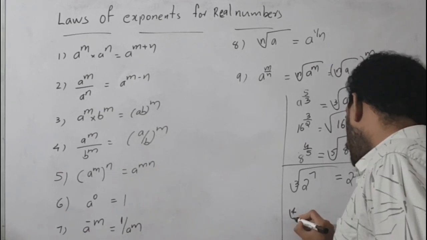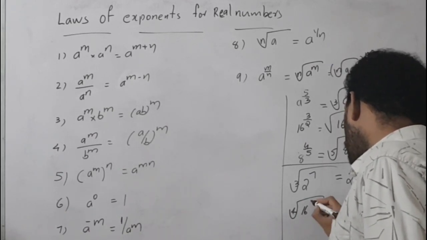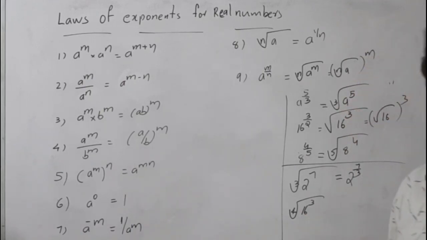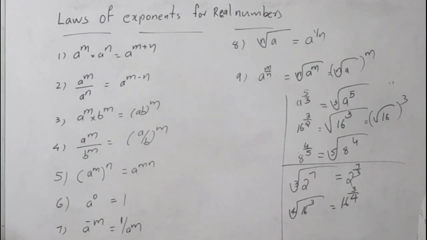Okay. Then another one, fourth root of 16 raised to 3. Fourth root of 16 raised to 3. How do we write the exponential form? The exponential form is 16 raised to, what is m? m is 3. 3 by 4. 16 raised to 3 by 4.